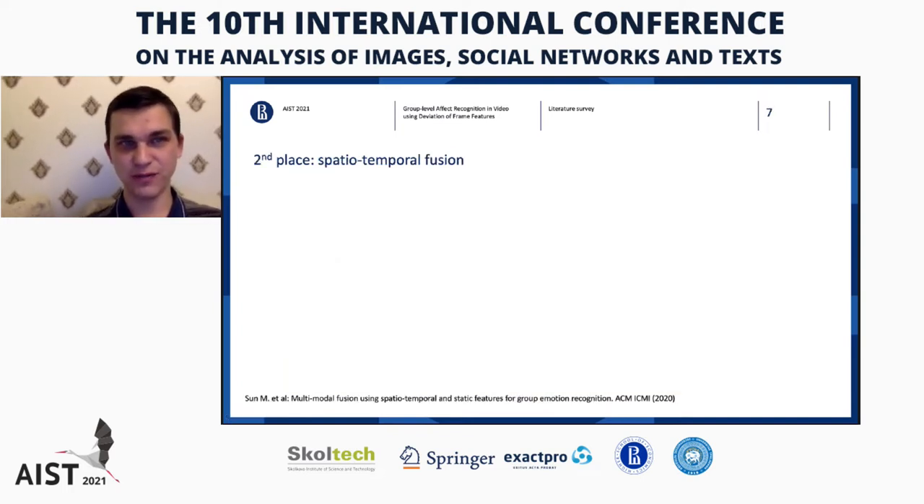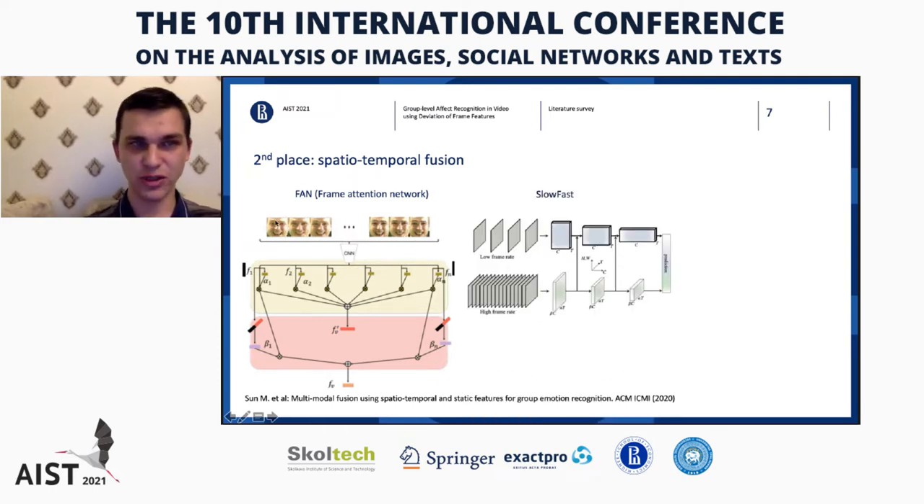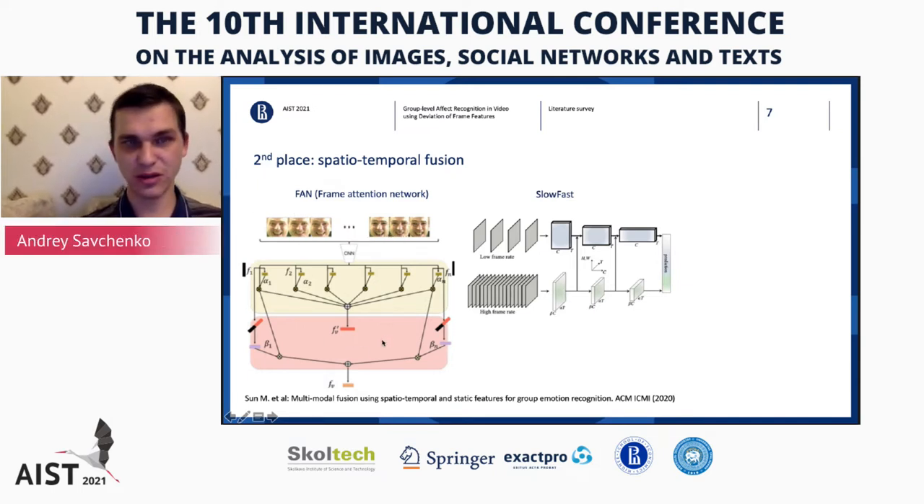The second place is for spatial temporal fusion. They provide a huge ensemble with different parts. One of them is attention, again, attention for faces. It's the so-called frame attention network. You extract faces in each frame, then you extract features, and then you combine them using some attention with one or two layers. Also, there is an analysis of the whole video. They use the so-called SlowFast method, and they deal with different frame rates. They extract frames at a low frame rate, they extract frames at a high frame rate, and then they analyze them in different parts here, and then they provide some ensemble solution.